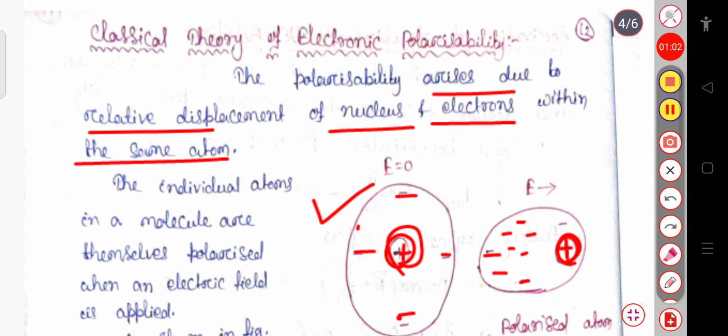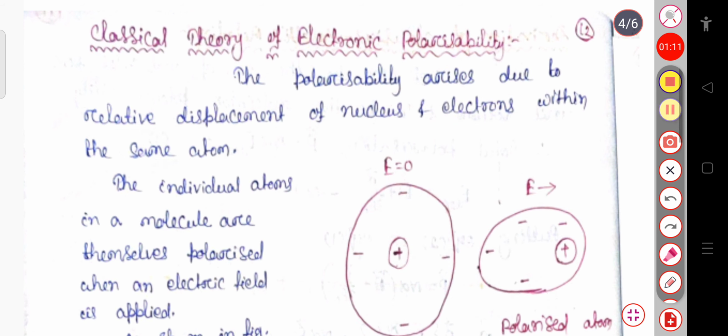So we can say that in this case the relative displacement of the nucleus and electron occurs. This is the case for the polarized atom. That is, in the case of the unpolarized atom, the relative displacement between the nucleus and the electron is 0, and in the case of the polarized atom there will be a relative displacement between the nucleus and the electrons, within the same atom. So the separation between the nucleus and the electron occurs.